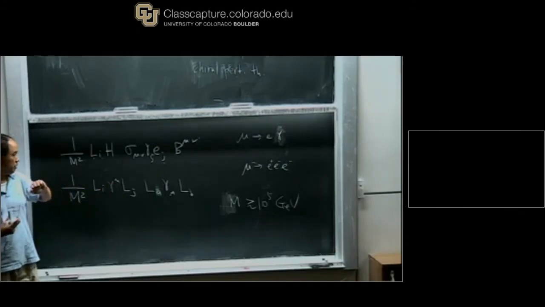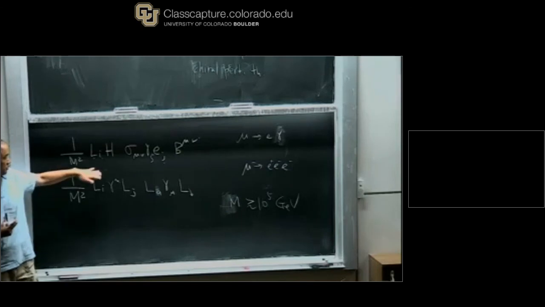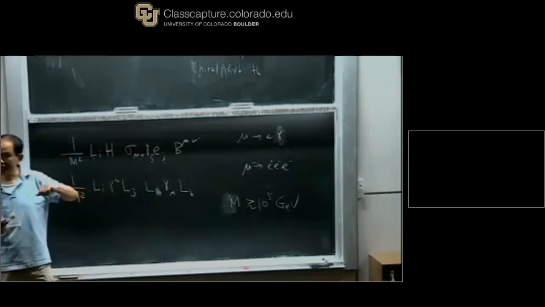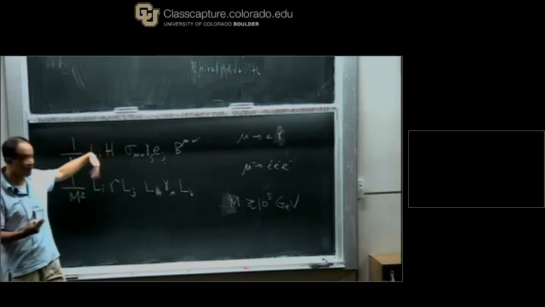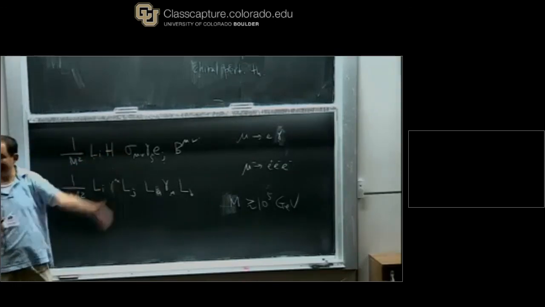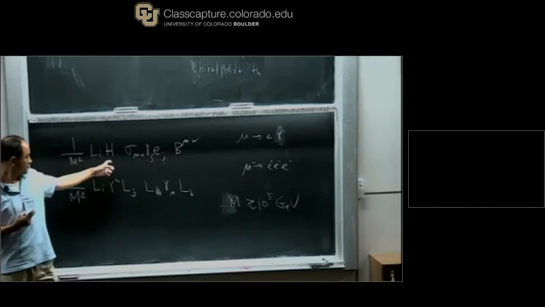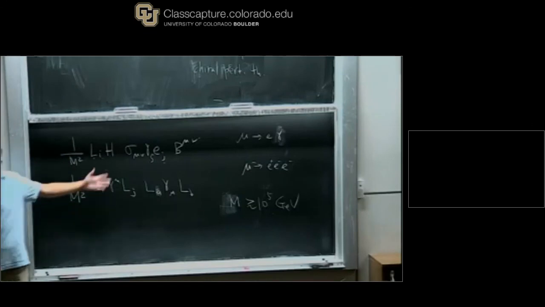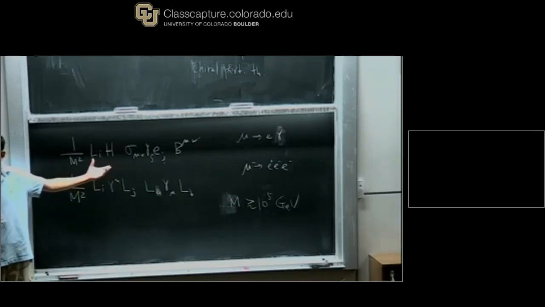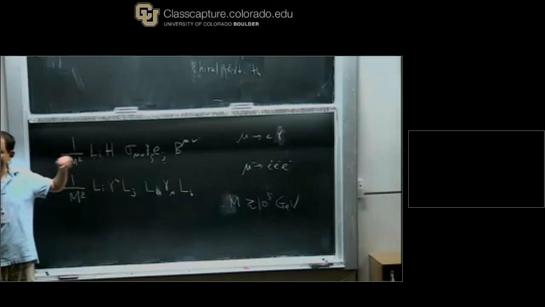You can also test this kind of operator through the electric dipole moment of the electron. In the standard model it's tiny and has to involve quarks at higher loop, as you know. In beyond standard model theories, this can actually be quite big. In fact, that's another strong constraint on the type of BSM theories that you can write.